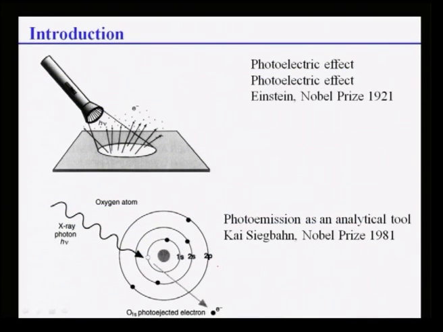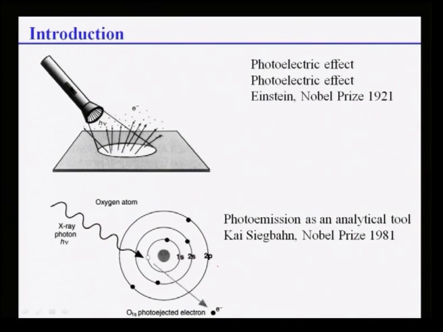First one is, what is XPS? XPS, as I said, is known as X-ray photoelectron spectroscopy. That means you have an X-ray source and photoelectron as the output. That's very clear, is it not? So what is actually done?